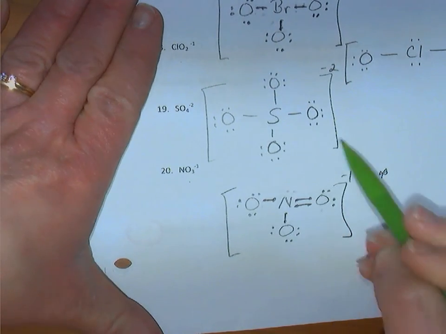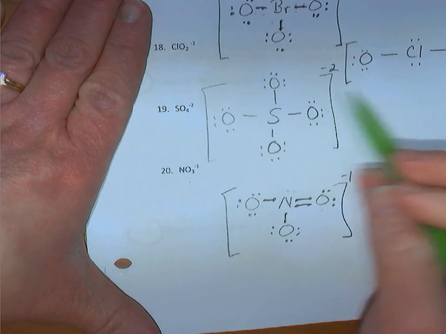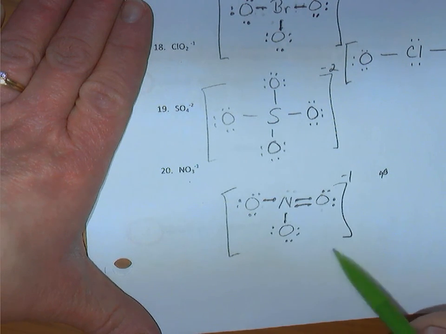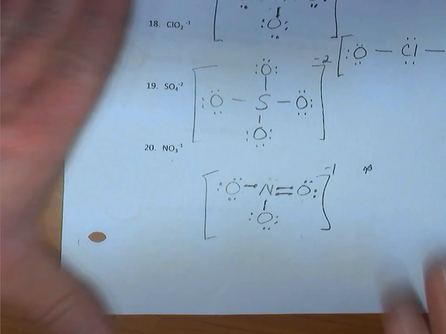So these were just maybe a bit easier because you went right to the coordinate covalent bonds. This, you had to work to get there. It's just a little harder. Those are how we do polyatomic ions.